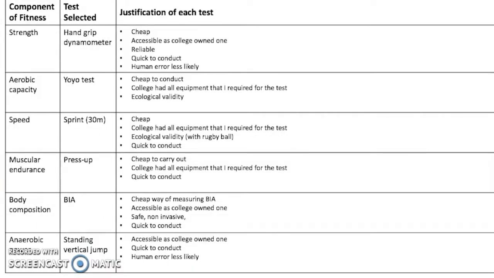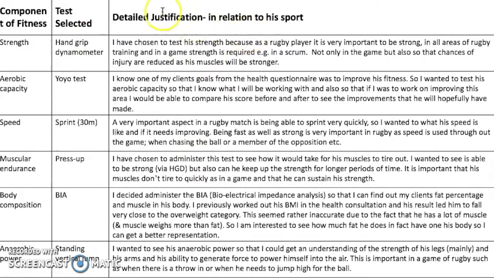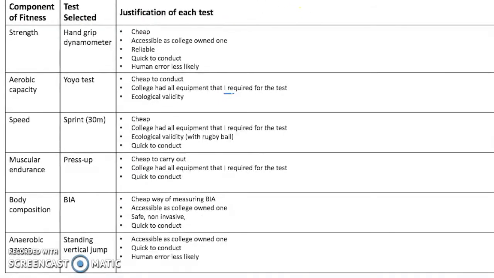So I just talked about the justification of each test in relation to his sport, but now I'm going to talk about the justification of why I picked each test, so the advantages of each test. First of all, the hand grip dynamometer for measuring strength. I chose to pick it, one, because it was accessible, the college owned one. It was quick to carry out, it's a very quick test. The equipment is reasonably cheap. We didn't need much equipment to carry it out. It's very simple to use as well.